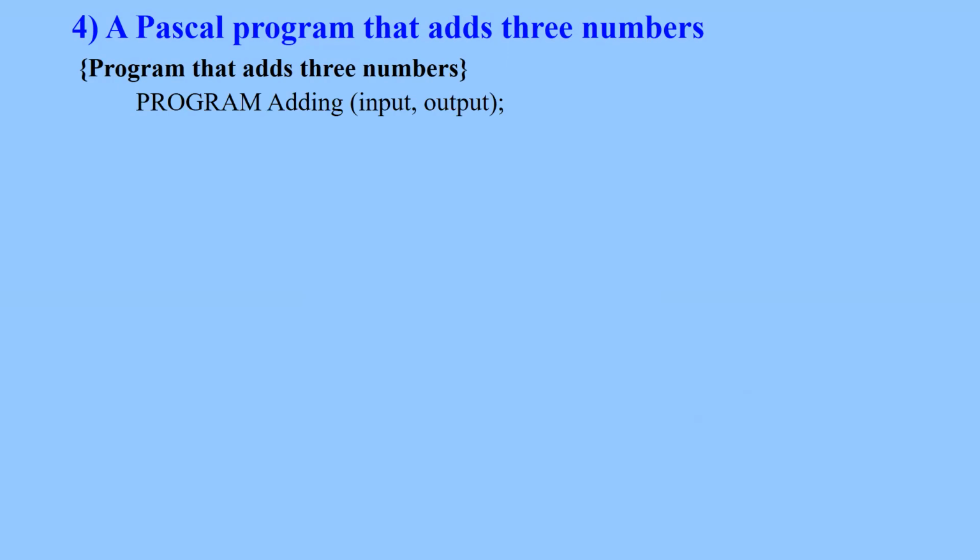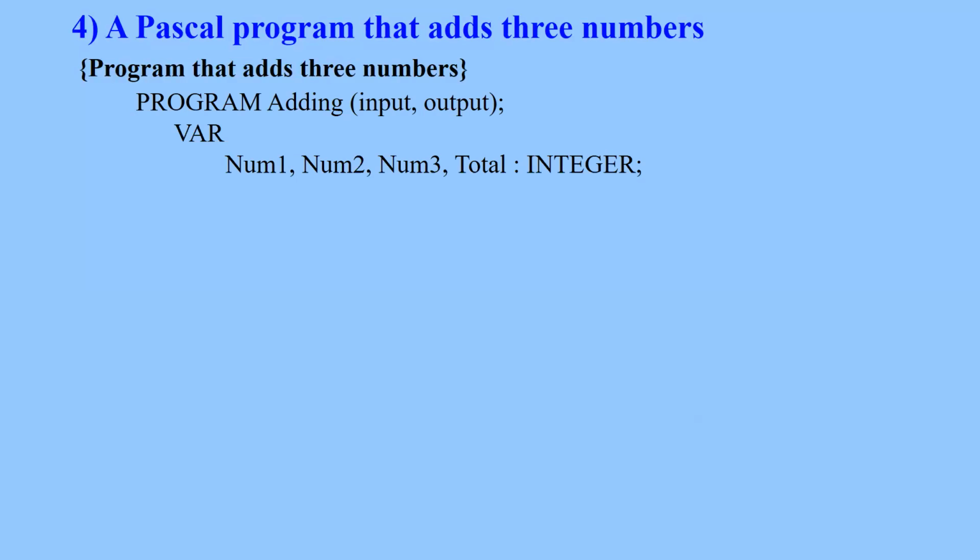Then we have input, output. I hope you remember what we said concerning this last part. And then we declare our variables. So var num1, num2, num3, total. We set memory locations aside, which are going to hold whole numbers, data of type integer, and those memory locations we are calling num1, num2, num3, total.